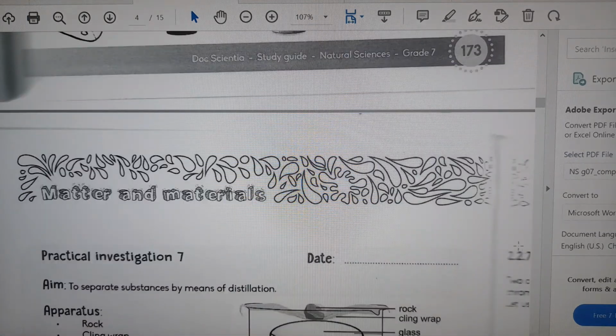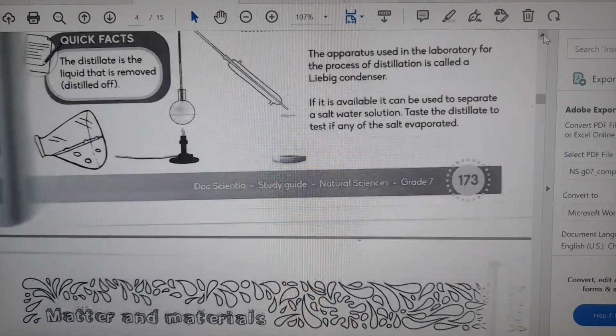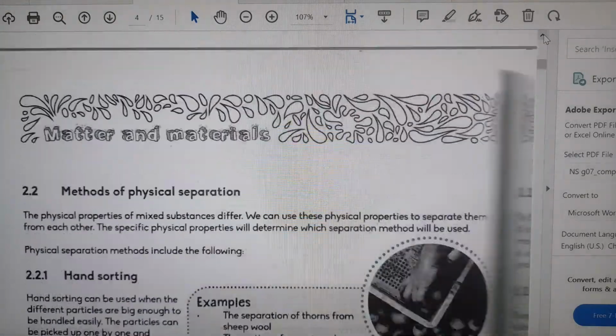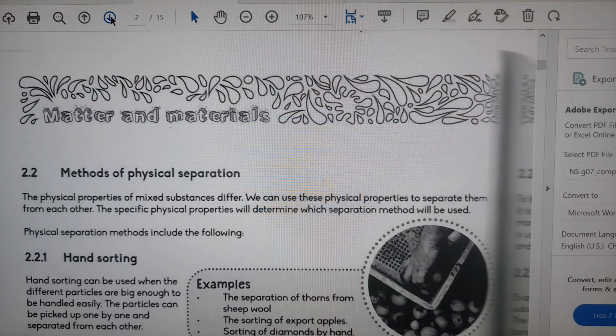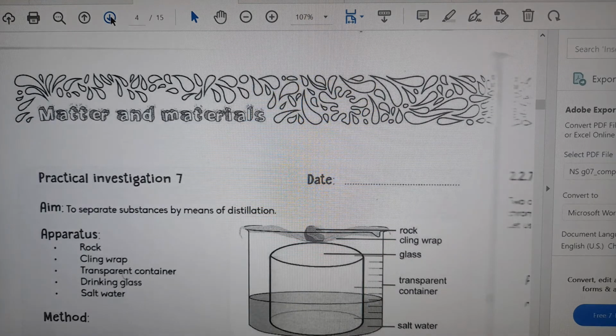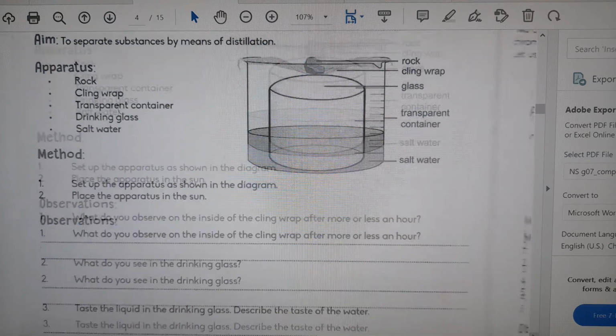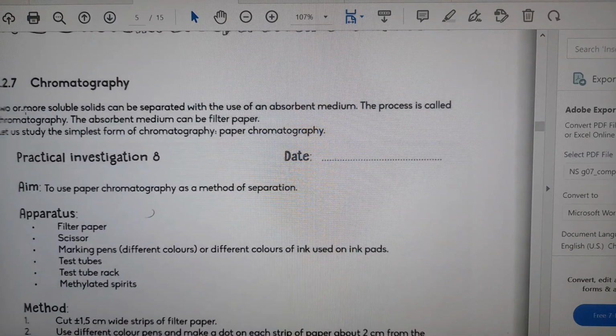Okay, so that brings us to the end of our lesson, because we said we are going to cover up to, or we are left with 2.27 chromatography. Let's look at that. It should be there at the top of page 5. Yes. The last method of separation is chromatography, where two or more soluble solids can be separated with the use of an absorbent medium. This process is called chromatography.